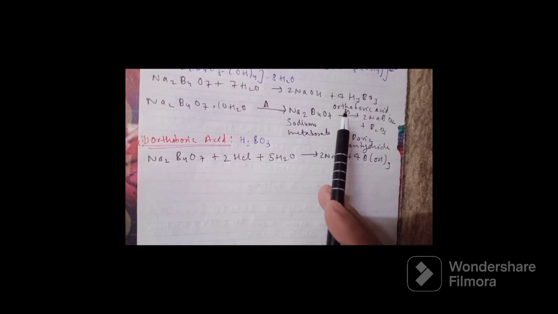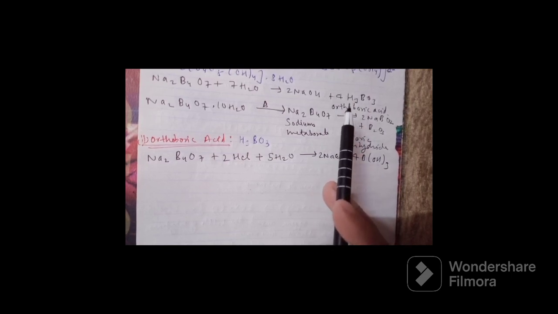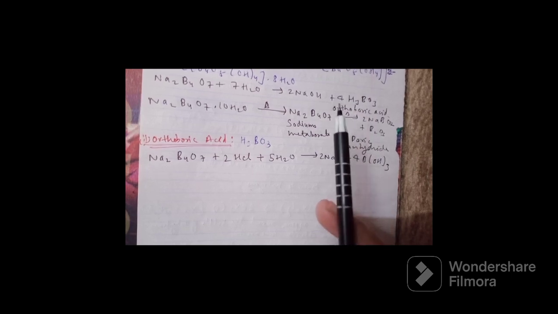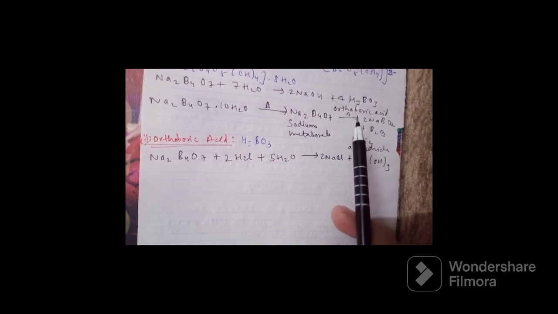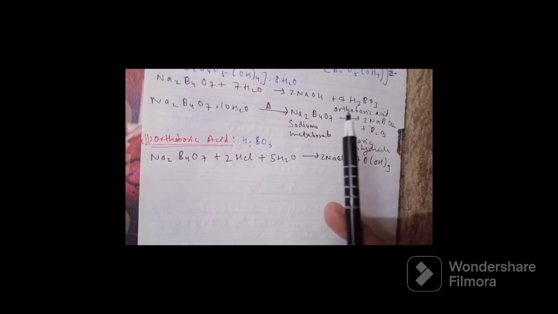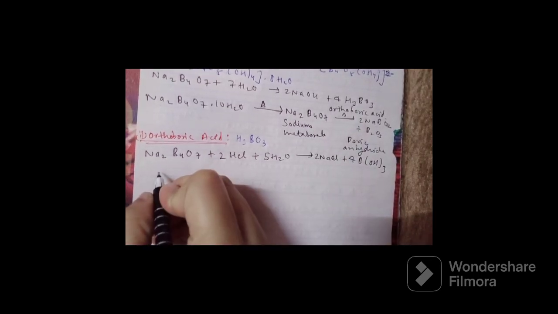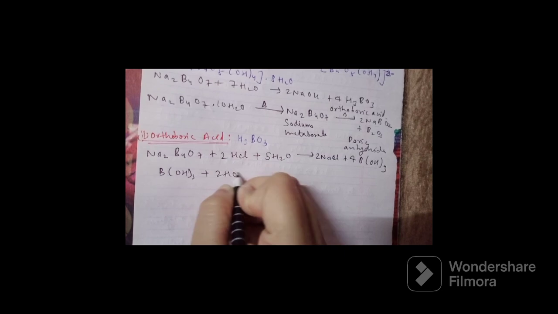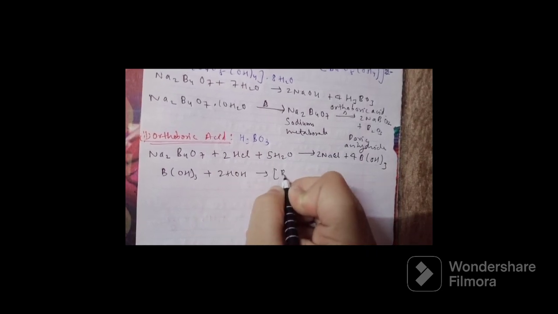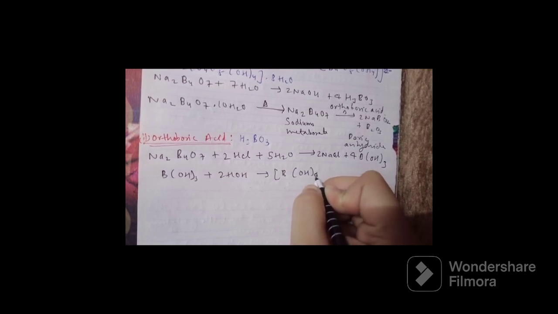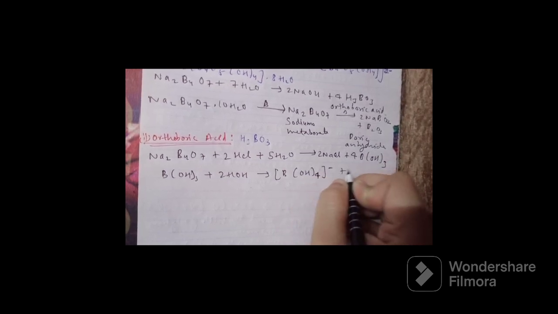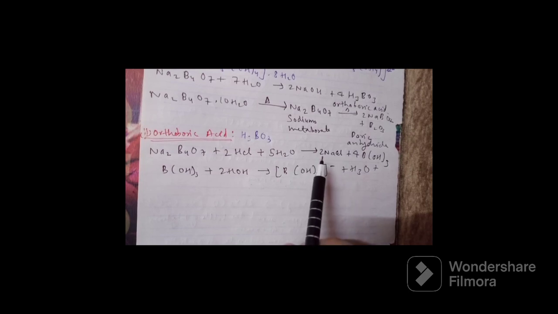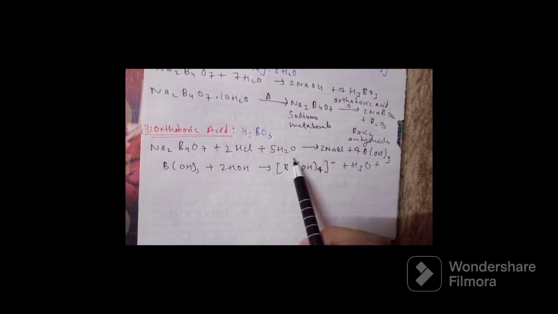It has a layer structure in which planar BO3 units are joined by hydrogen bonds. Boric acid is a weak monobasic acid. It is not a protonic acid but acts as a Lewis acid by accepting electrons from the hydroxyl ion: B(OH)3 + 2HOH, which is 2H2O, gives [B(OH)4]- plus H3O+.